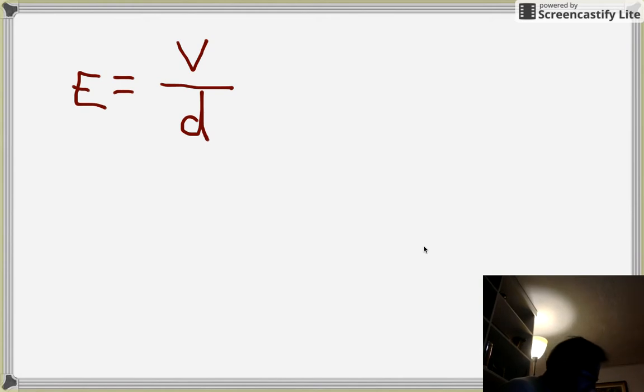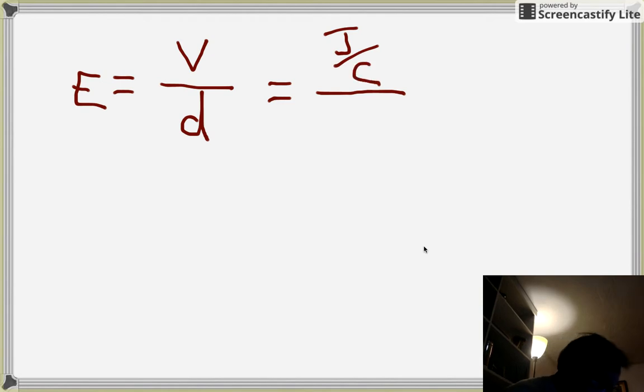Okay, and so if we think about the units for electric field strength, voltage would be a measure of energy per charge, which would be, now I'm converting to units instead of using the variables, joules per coulomb. And displacement would be in meters.